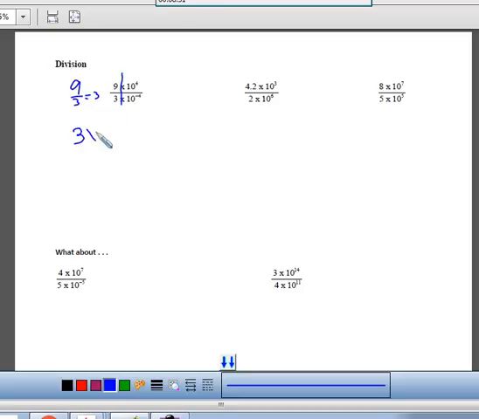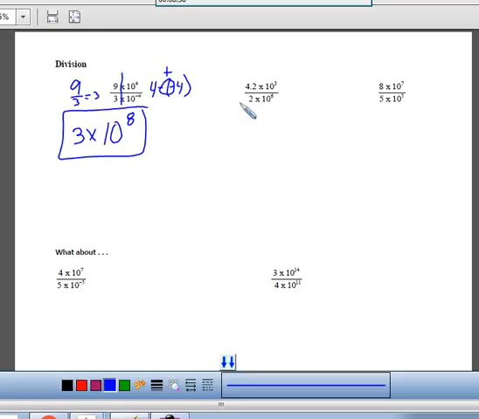So I have 3 times, now I've got 10 to the 4th divided by 10 to the negative 4th. That's 4 minus negative 4 for the exponent. Well, when you subtract the negative, you're really adding. So 4 plus 4 is 8. So times 10 to the 8th power. 3 is in between 1 and 10, so this answer is done.